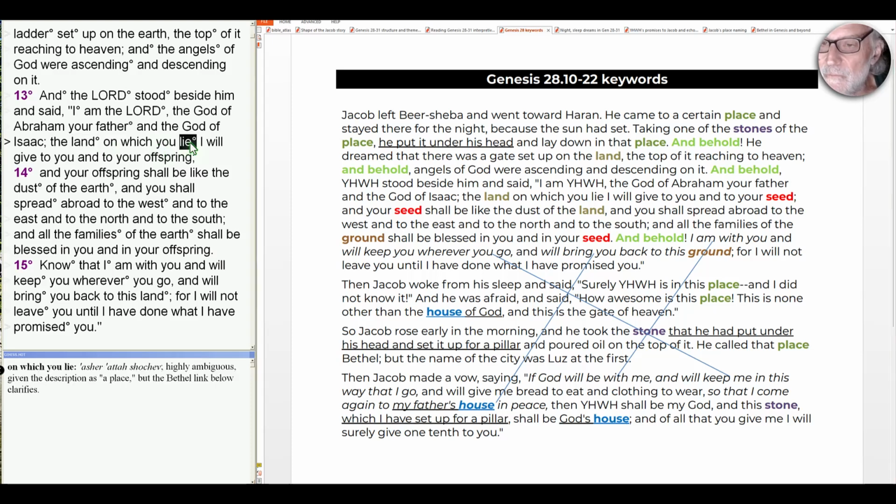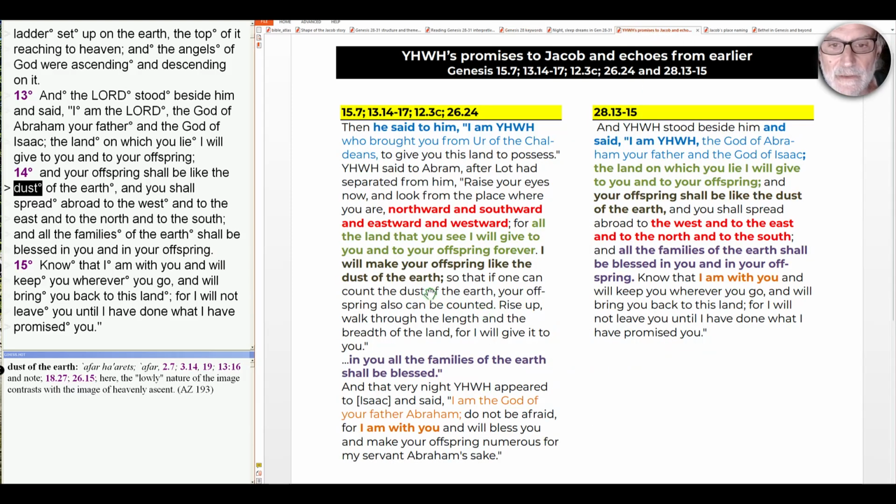So the land on which you lie here, which he currently is doing, I will give to you and your offspring, or your seed, and notice offspring three times as well in there. And your offspring shall be like the dust of the earth, the afar, the topsoil that humans were made out of in chapter 2, verse 7. And as Gottlieb Zornberg notes again, the lowly nature of the image contrasts with the image of heavenly ascent. But the exact same language you see is back here. I will make your offspring like the dust of the earth.